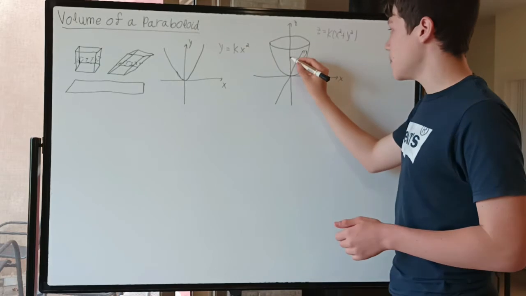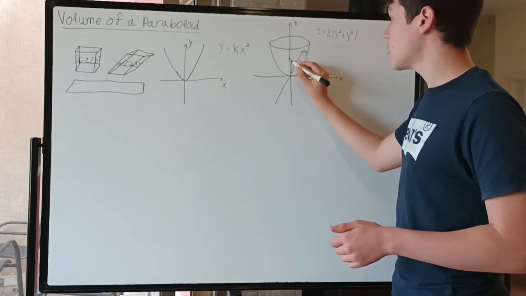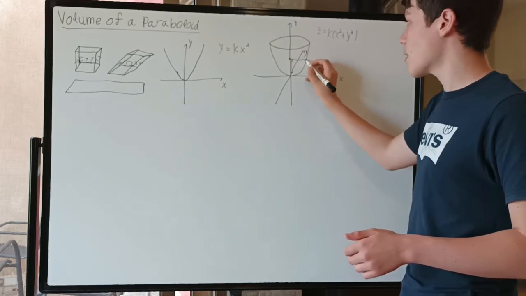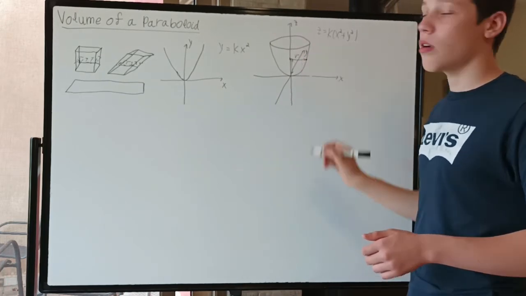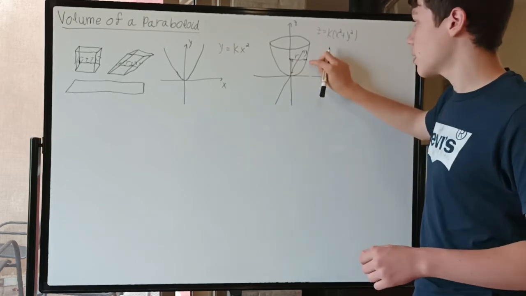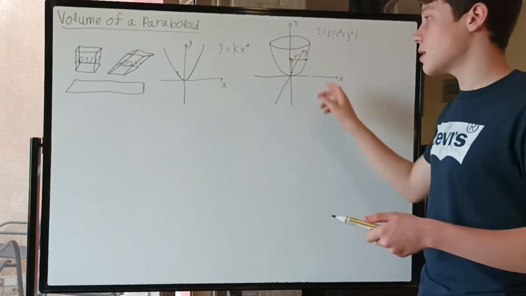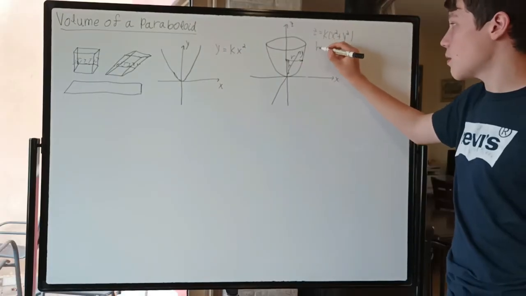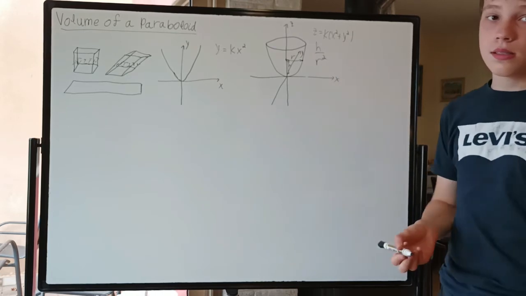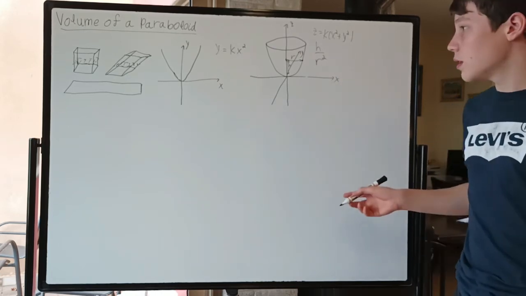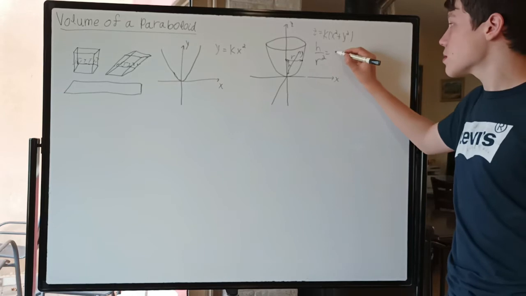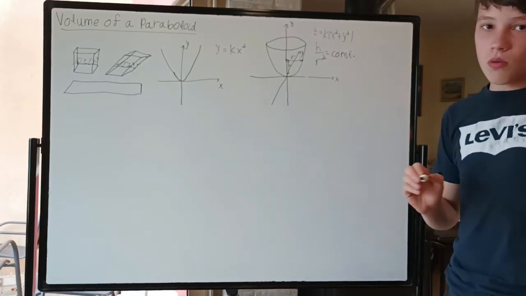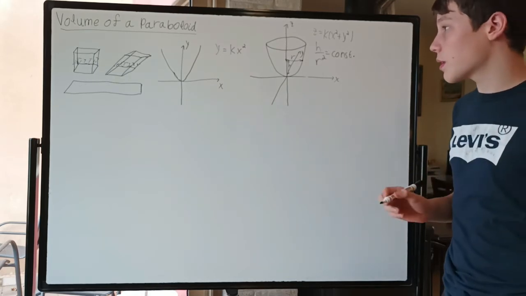So basically it means that the height is proportional to the distance squared. Say you have a point of the paraboloid that has a distance to the z-axis of r, and it has a height h. Then the ratio h over r squared is a constant. So that's what we're going to use.